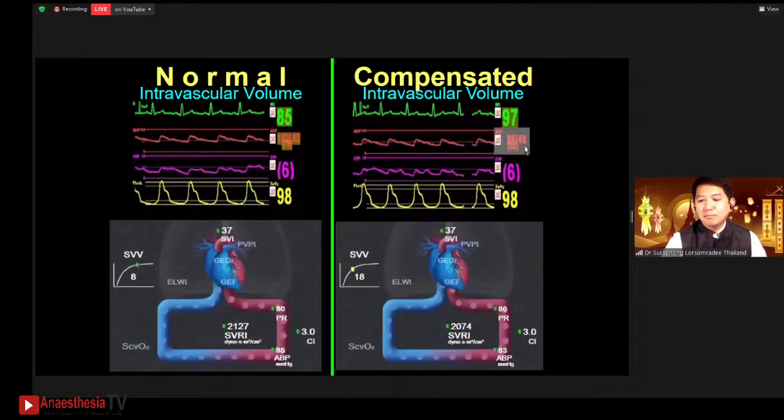Because of what? Because in the beginning, the first group SVV is 8. The second group SVV is 18. 18 is like borderline, but after vasodilatation, it cannot compensate anymore. SVV is going to 28. This is the trick to use.